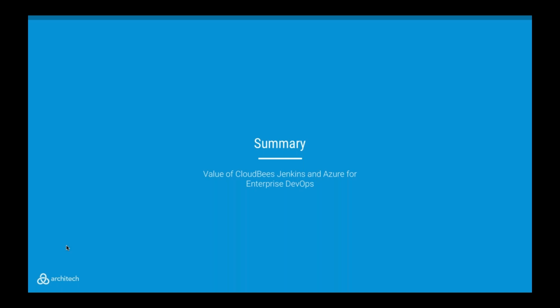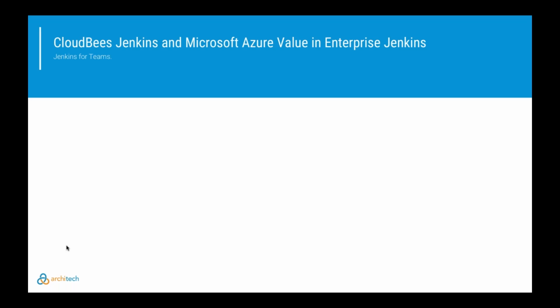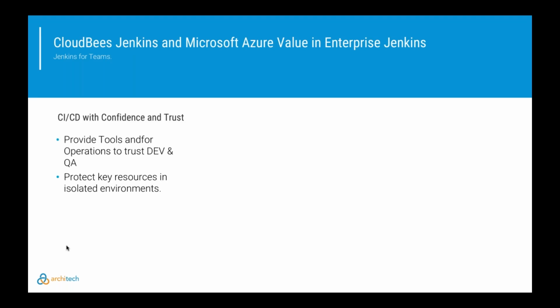So now we're coming to the end of our quick bus tour in the wonderland of enterprise continuous integration and deployment with Azure and Jenkins. And in summary, there are 3 things we want to remember. First, continuous integration and continuous delivery need confidence and trust between the operations team and the development team. And Microsoft Azure and CloudBees Jenkins give us all the tools that allow the teams to have confidence and trust in each other.